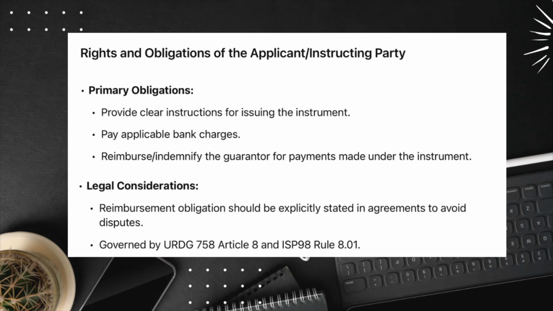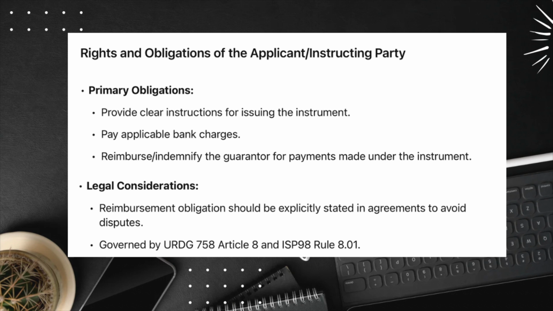The answer is: URDG 758 defines the applicant as the party indicated in the guarantee as having its obligation under the underlying relationship supported by the guarantee, whereas URDG 758 defines the instructing party as a party who gives instruction to issue a guarantee and is responsible for indemnifying the guarantor.